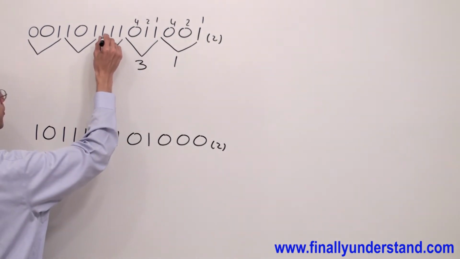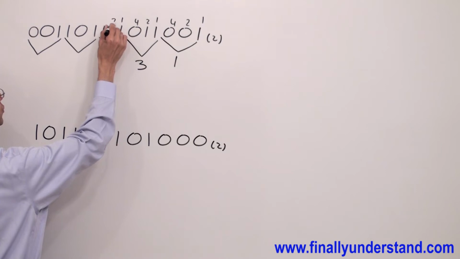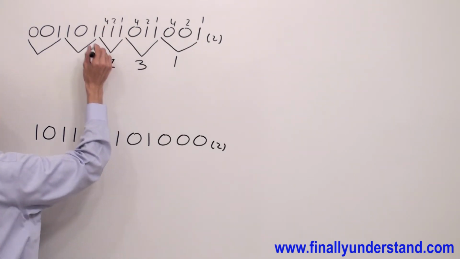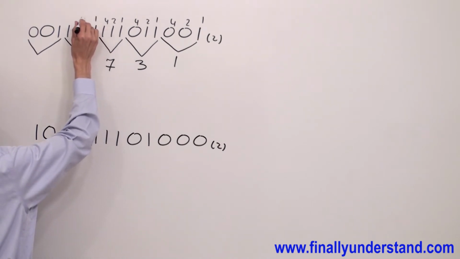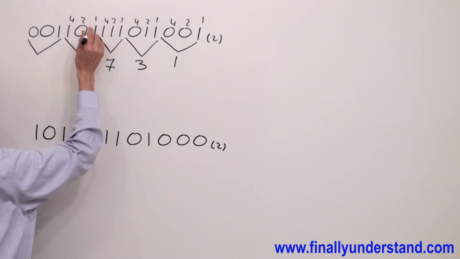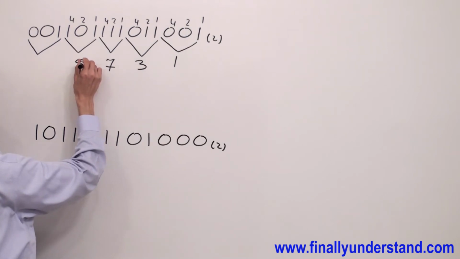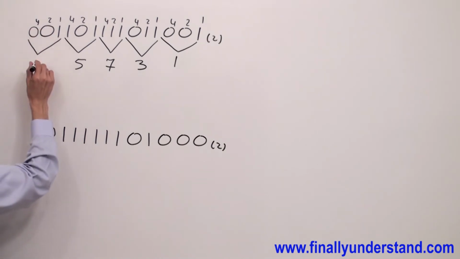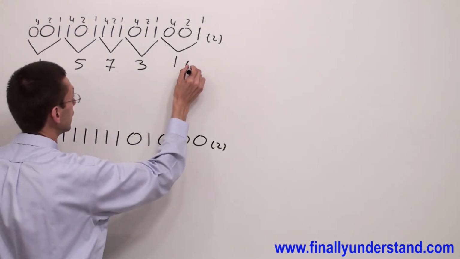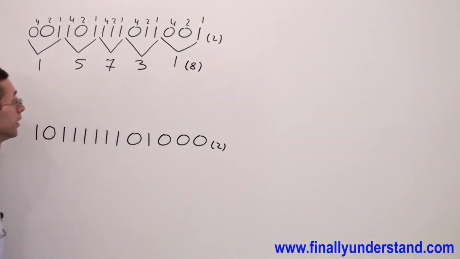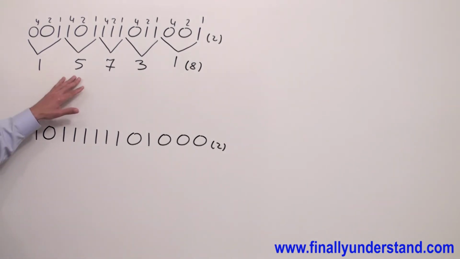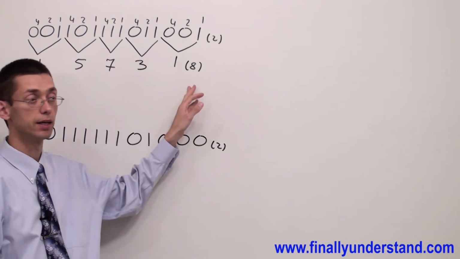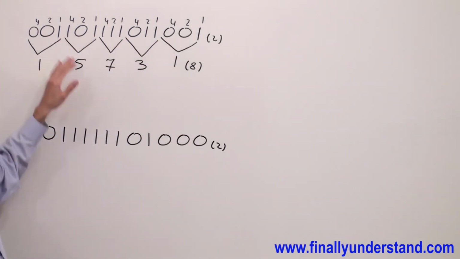This is binary 7. 1, 2, 4. 4 plus 2 plus 1 is 7. This is binary 5. 1, 2, 4. 4 plus 1 is 5. And this is binary 1. And this is my octal number. So 15,731 base 8 is equivalent to this binary number.